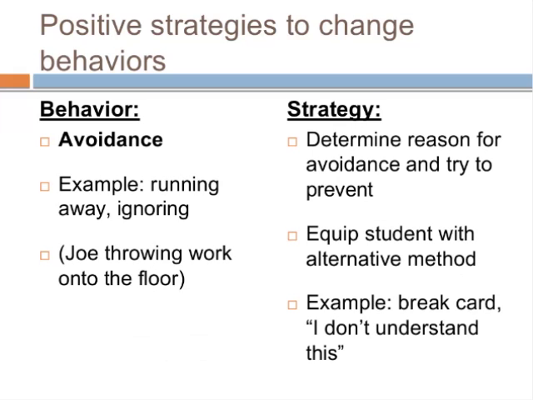The next behavior, avoidance. Examples of that, running away or ignoring. The example from the ABC chart, Joe threw his work on the floor. Okay, he didn't want to do the work. He threw it on the floor. Strategy, determine the reason for the avoidance and try to prevent it. You need to equip students with alternative methods.